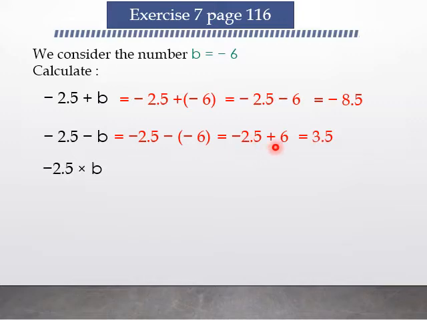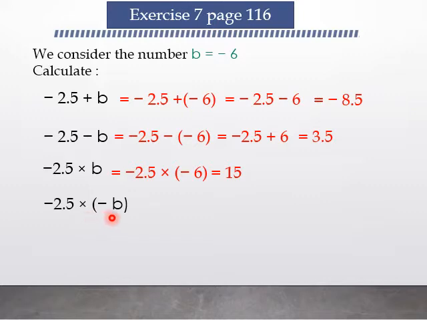Minus 2.5 times b. Again, replace b by minus 6, put it inside parentheses. Here we have times. To multiply two numbers with each other, I have to first multiply the signs, so minus minus, it's a plus. 2.5 times 6 equals 15. So the answer is 15.